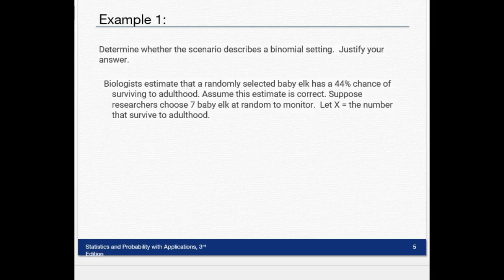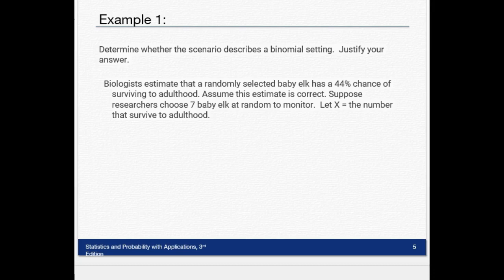So let's look at this. Determine whether the scenario describes a binomial setting. Justify your answer. Biologists estimate that a randomly selected baby elk has a 44% chance of surviving to adulthood. Assume this estimate is correct. Suppose that researchers chose 7 baby elk at random to monitor. Let X equal the number that survived to adulthood.